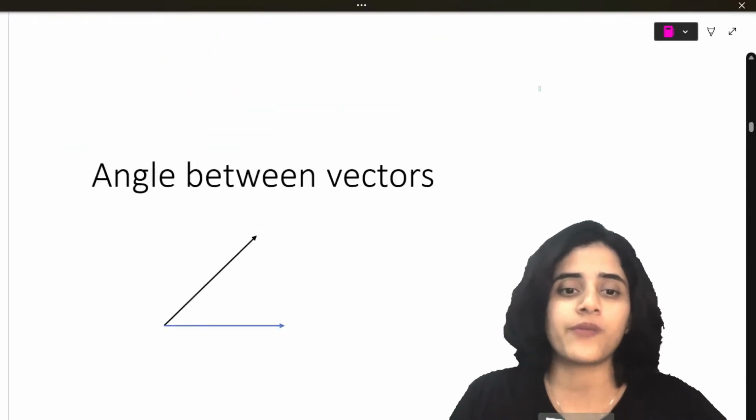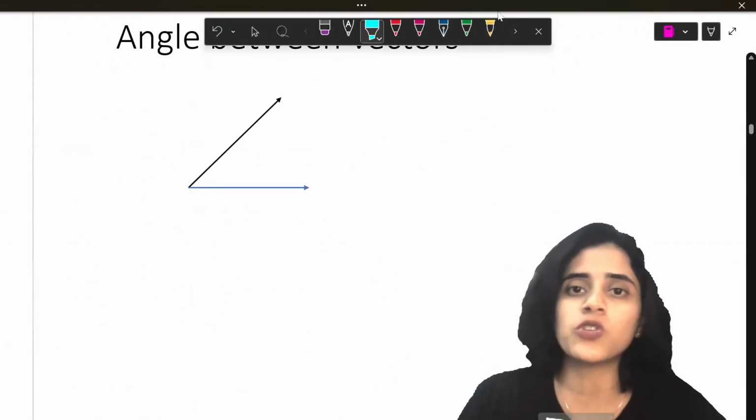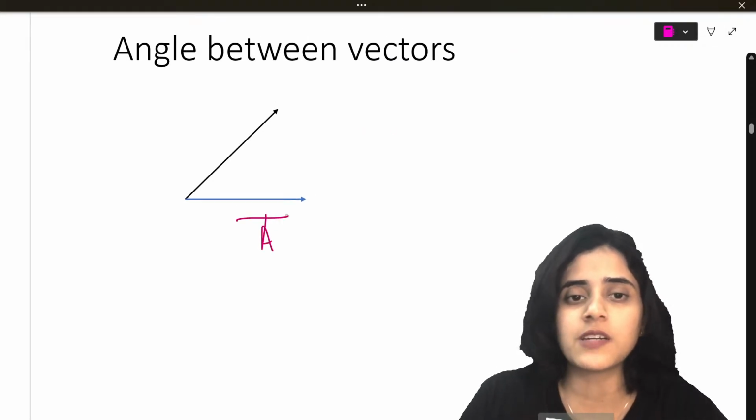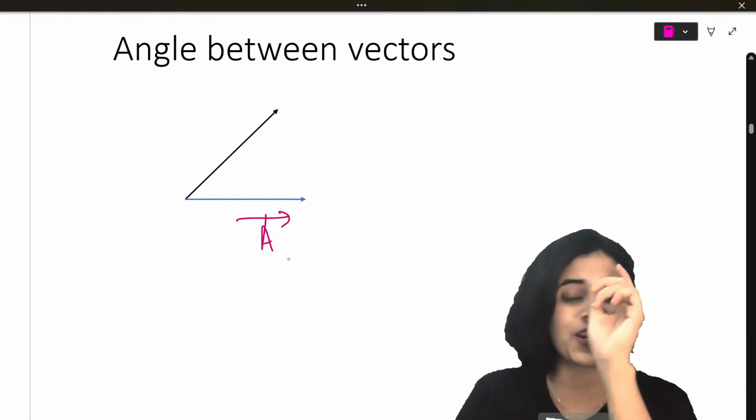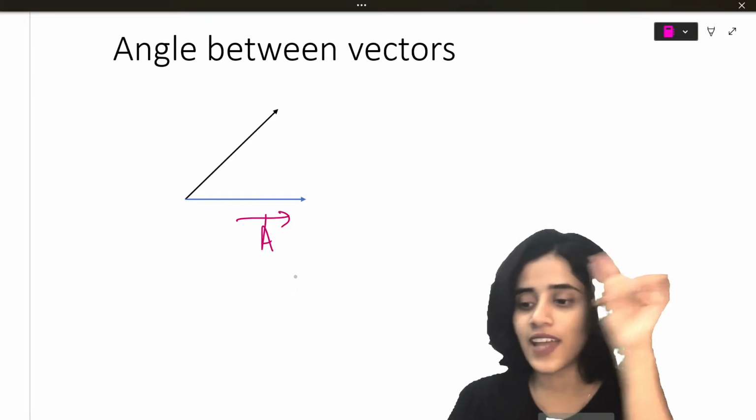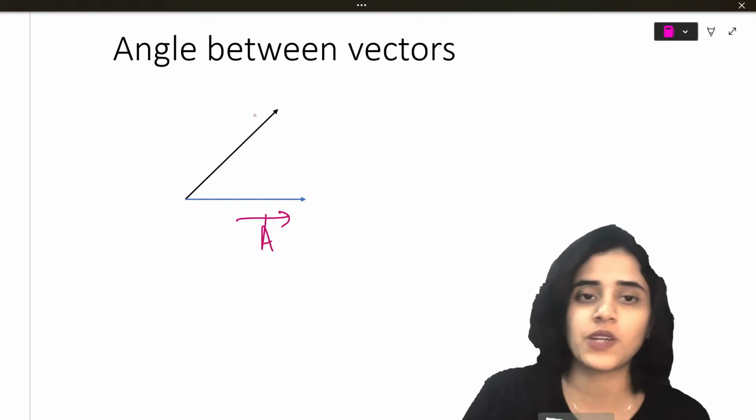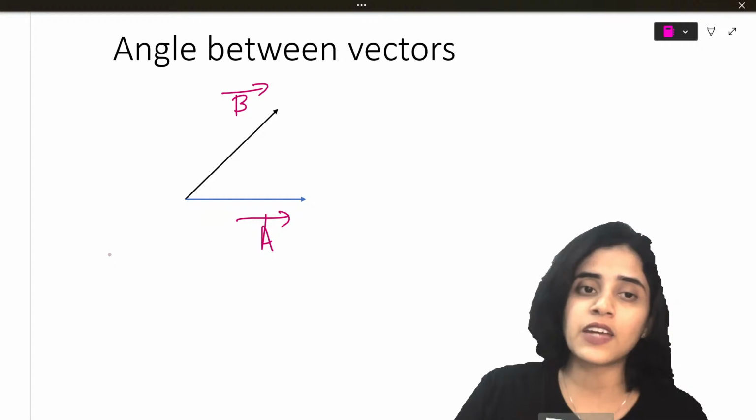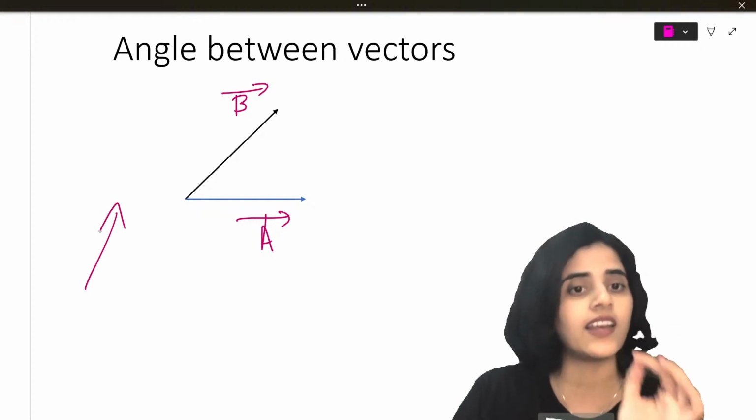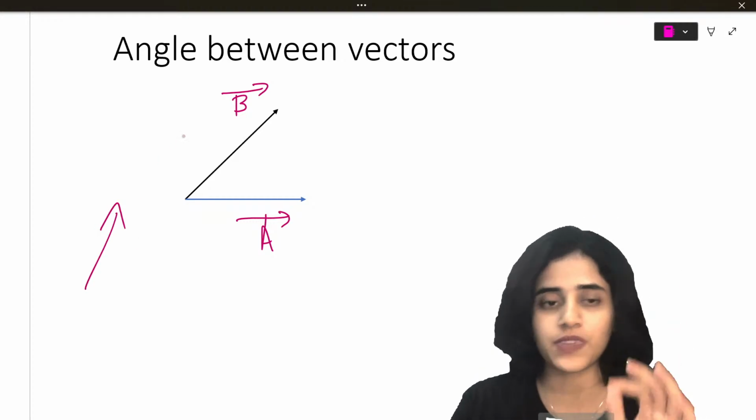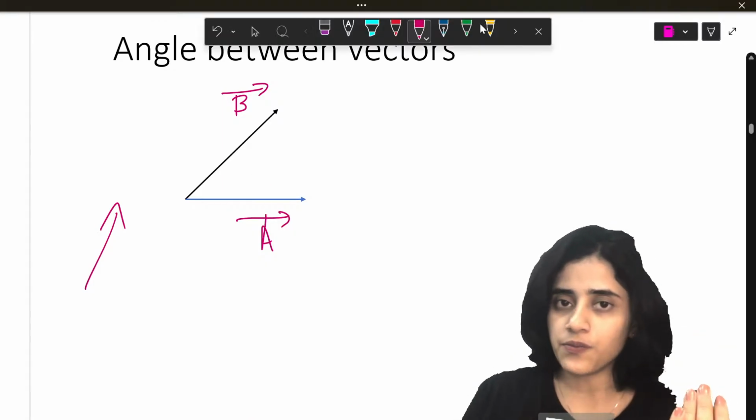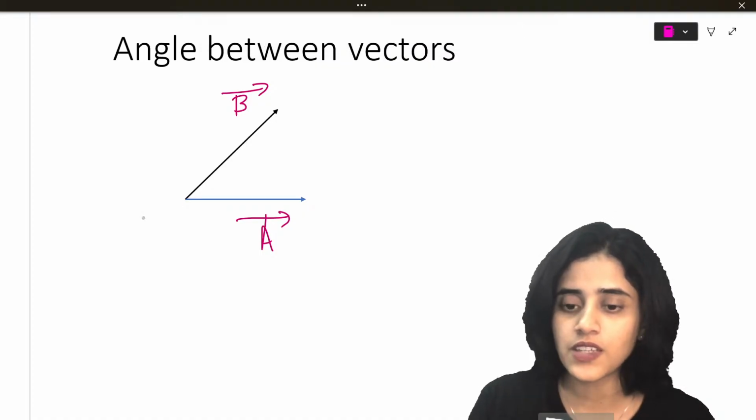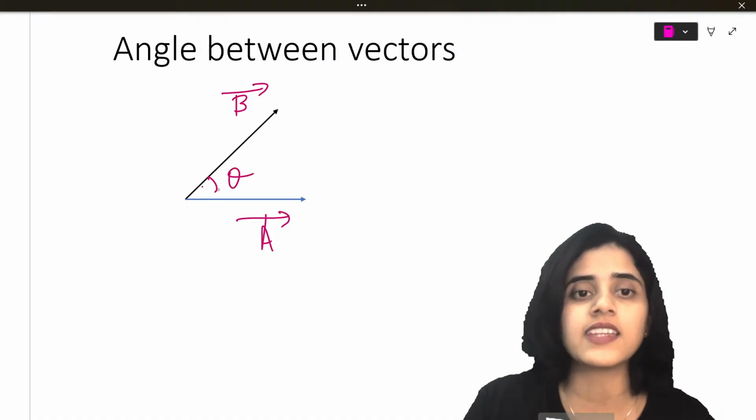Now, imagine there are two vectors and they have an angle between them. Let the first vector be A and the second be B. A and an arrow is how you represent a vector, and B and an arrow is how you represent another vector. Graphically, this is how you represent a vector, a line with an arrow. So these are two vectors, A and B, and let's say they are at an angle theta.